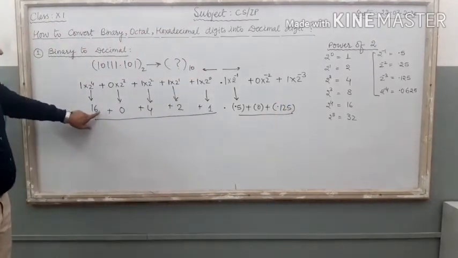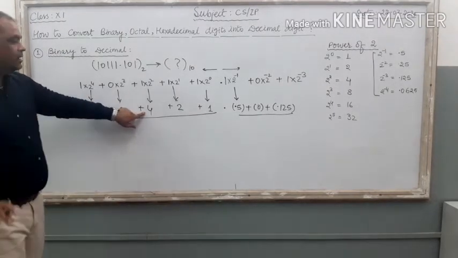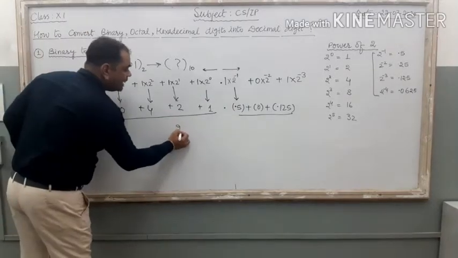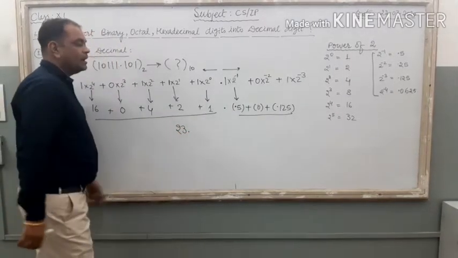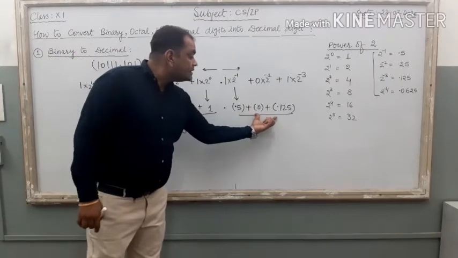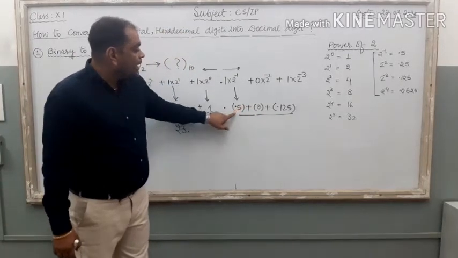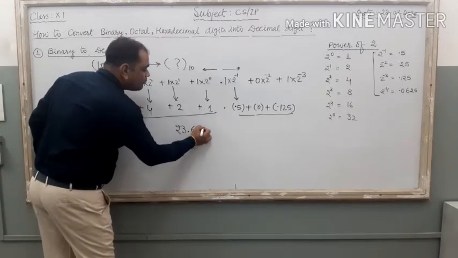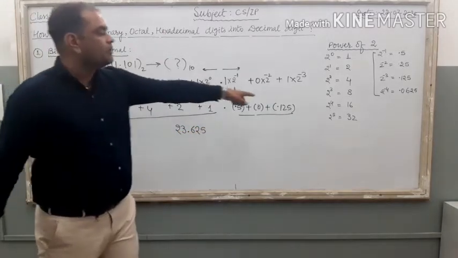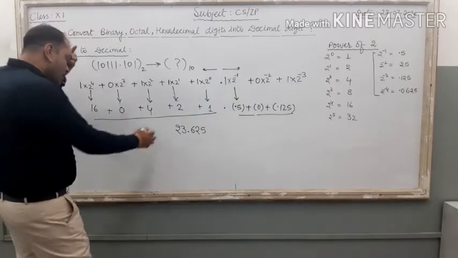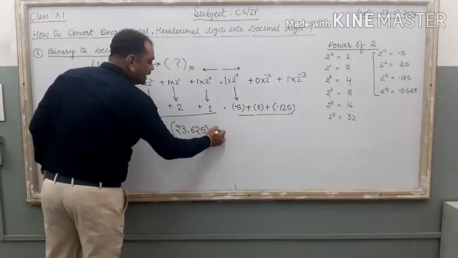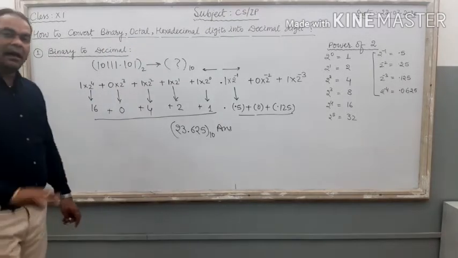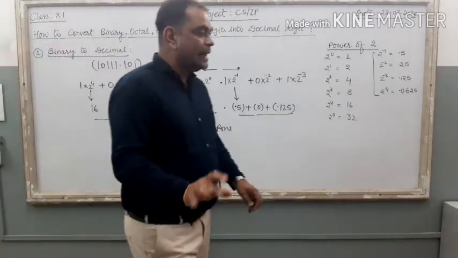Done? Just add this one. 16 plus 4, it is 20. 20 plus 2, it is 22. 22 plus 1, it is 23 now. 23 point. Now just add these digits with each other. 0.5, 0.125. So it is 0.625. Right? 0.5 plus 0.125 means 0.625. Now this is the decimal equivalent of the particular binary number. Clear? I hope the concept is clear in front of you.